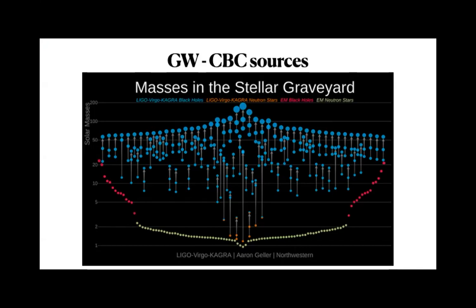Is the y-axis, I cannot really read. The mass of the black hole. The masses. No, that I understand. But the y-axis is what? The top one is 200? 200, yes, 200. And is it a linear scale? Yes, linear. Yeah, 1, 2, 5, 10, up to 200.